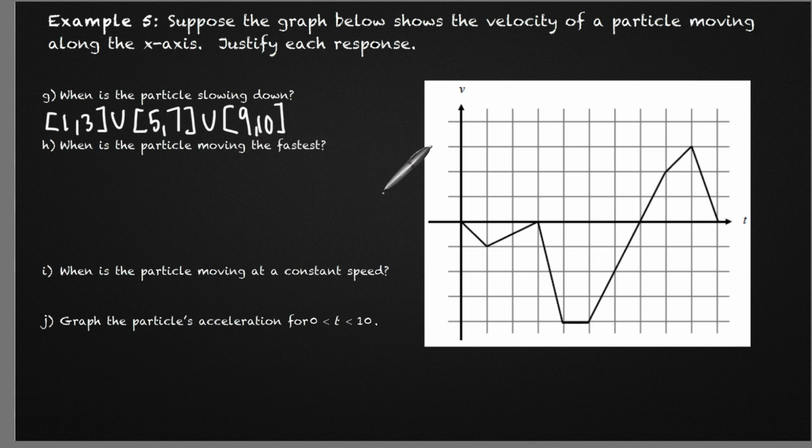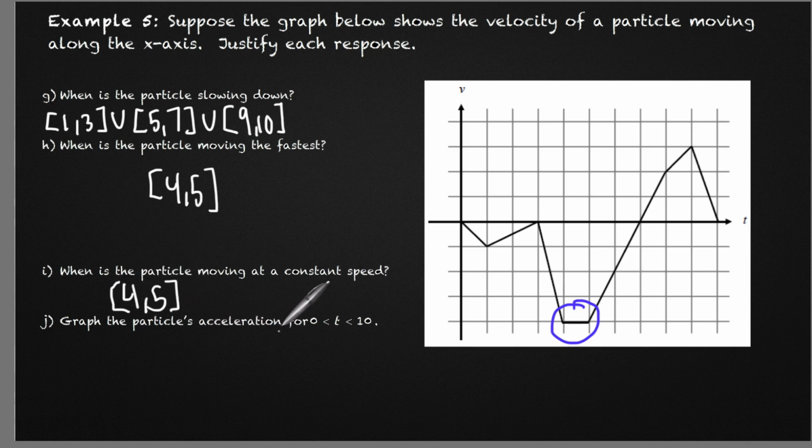Okay, when is the particle moving the fastest? In other words, when does it have the highest speed? And remember, speed is the absolute value of velocity. Speed does not take into consideration which direction you're going. It just takes into consideration how fast you're going. So the fastest speed that we see is right in this region right here, between 4 and 5 seconds. When is the particle moving at a constant speed? Well, same answer, between 4 and 5 seconds.